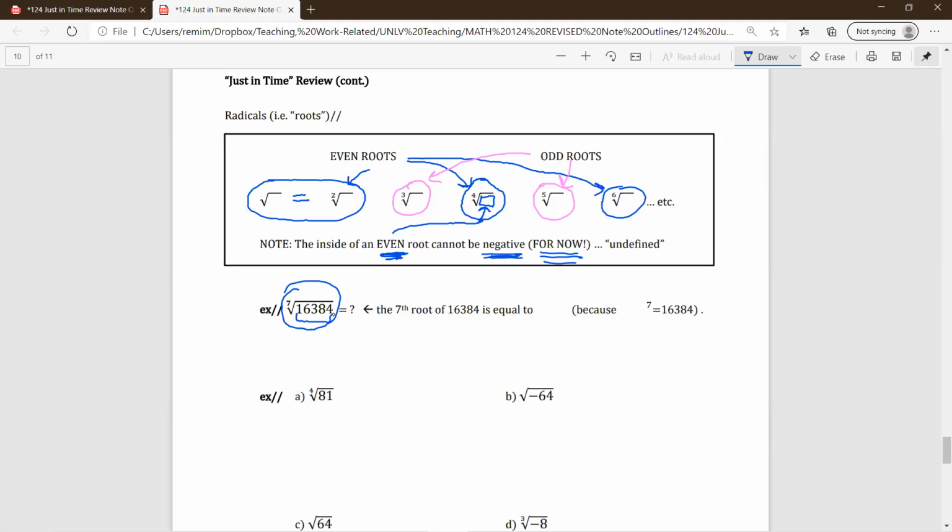So I'll just tell you that the 7th root of 16,384 is equal to the number 4. And that's because if you take 4 and you raise it to the 7th power, you're going to get 16,384. 4 times 4 times 4 times 4 times 4 times 4 times 4. That is equal to 16,384. So we did 4 times itself 7 times, and you'll get 16,384.